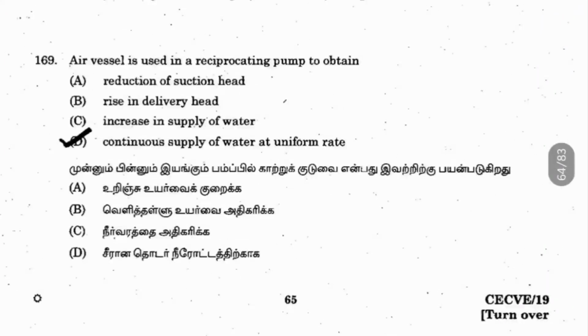169, an air vessel is used in a reciprocating pump to obtain what? This air vessel holds compressed air, so that if any fluctuations happen in the pressure, it will compensate for that. So it is used for the continuous supply of water at a uniform rate. Okay, at a standard pressure, and it also reduces the power consumption.